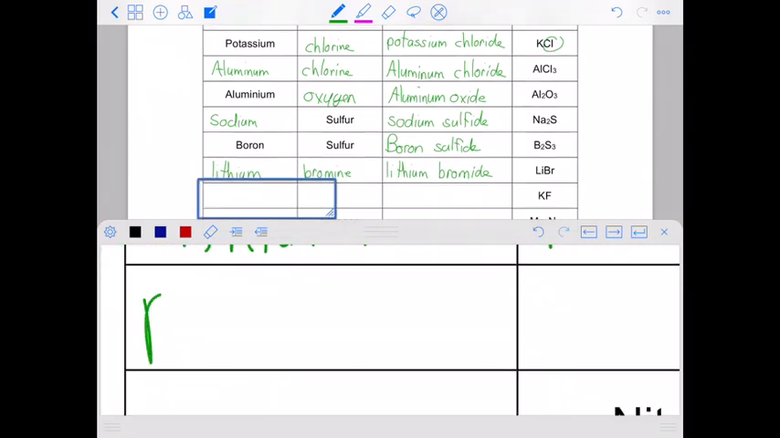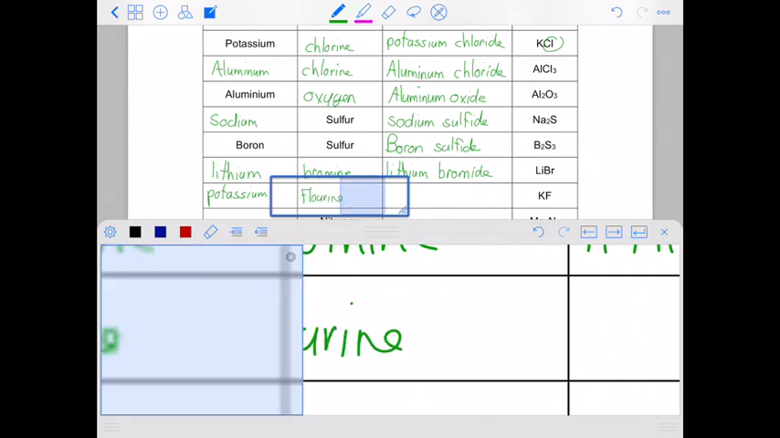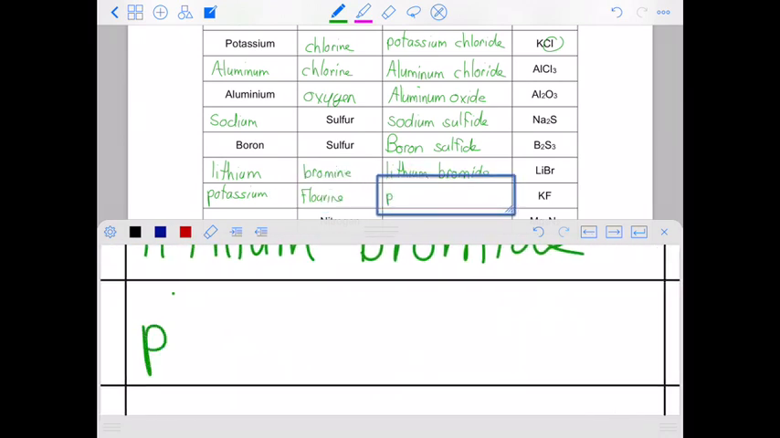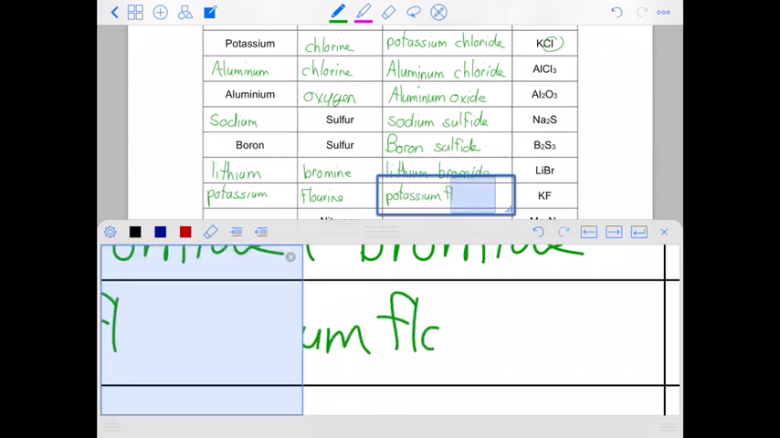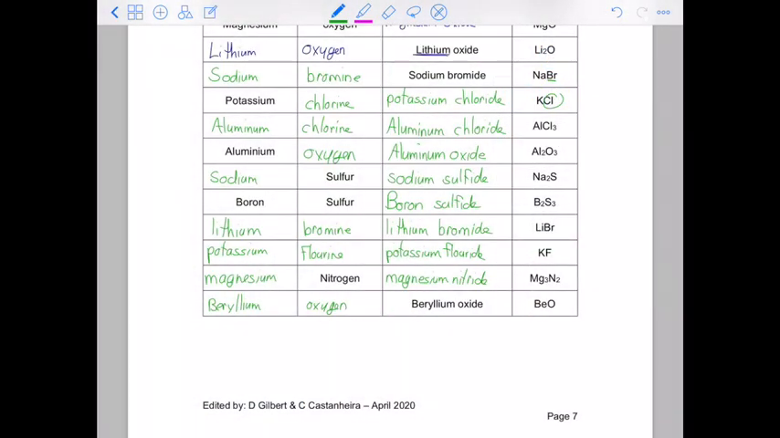K, I know is potassium. This is a tricky one. I know a lot of people struggle with that. F is fluorine. Potassium fluoride. All right, so we just finished the last two up there. So I just want you to look, make sure you have them. So Mg, magnesium, and nitrogen, change that ending to ide. So that's nitride. That might have been a bit tricky for you. And then beryllium and oxygen for the last one.